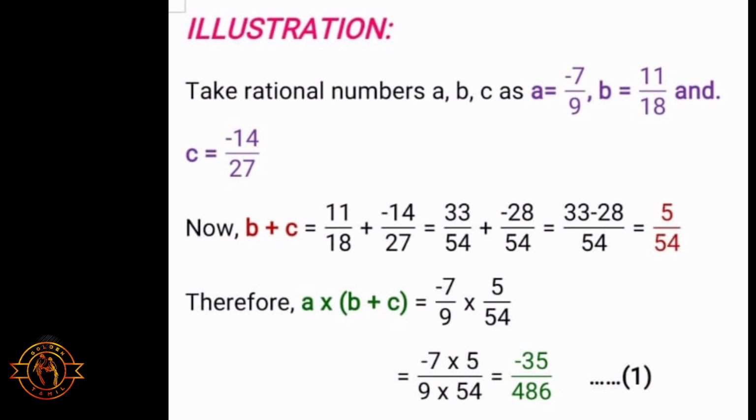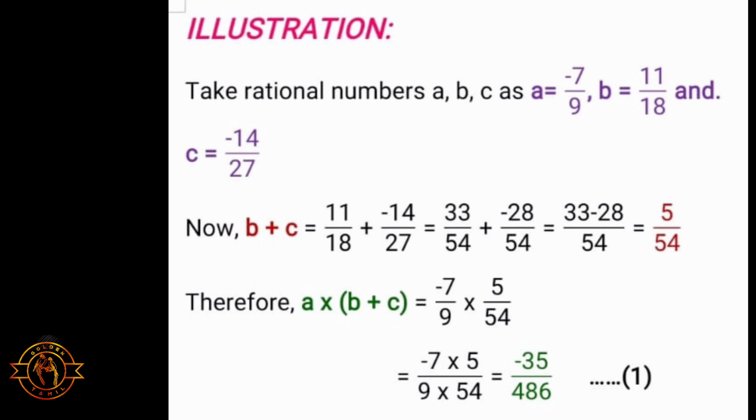Therefore, a into b plus c, which is equal to minus 7 by 9 into 5 by 54. We are multiplying corresponding numerators and denominators. We get minus 7 into 5 divided by 9 into 54. We get minus 35 divided by 486. Let us take this as first equation.